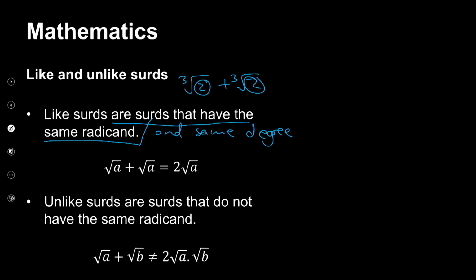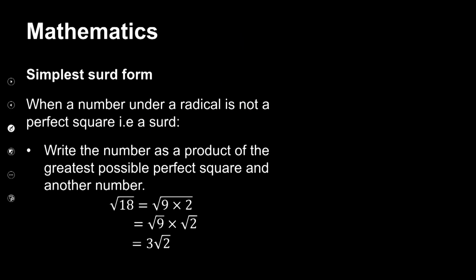So not only the fact that the radicand is the same, also the degree of your radical must be the same. But the unlike ones will then be the ones that do not have the same radicand, and they also don't have the same degree. So like the one that I showed you at first, when it was the cube root of 2 plus the square root of 2, I can't add this. Even if my radicands are the same there, I can't add them because they don't have the same degrees there.